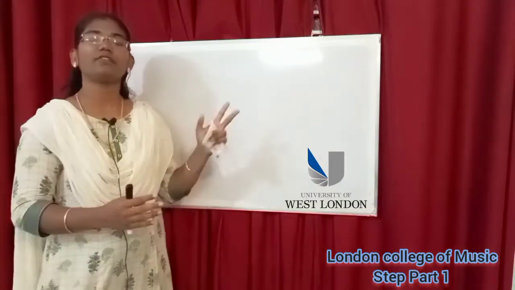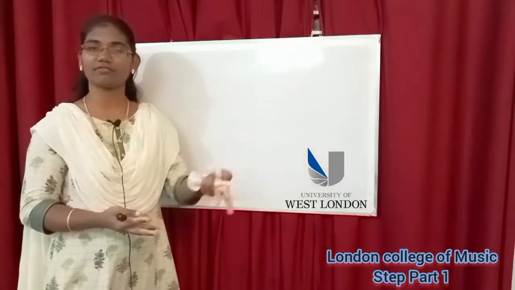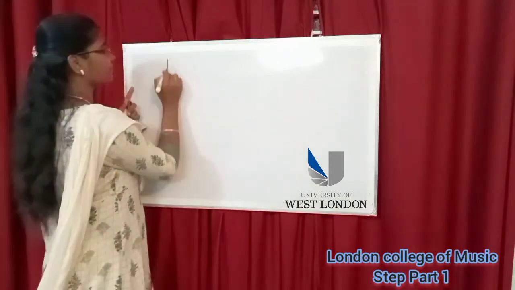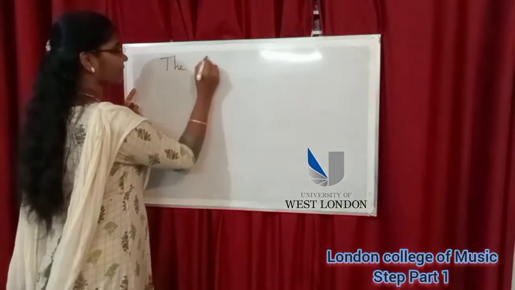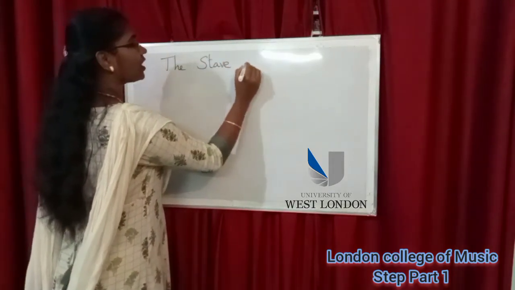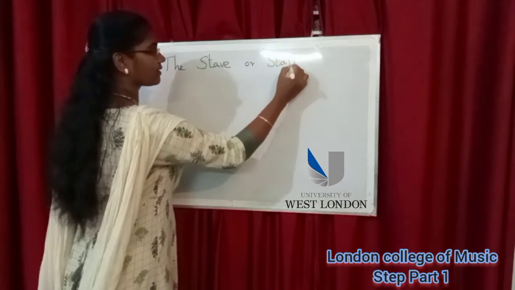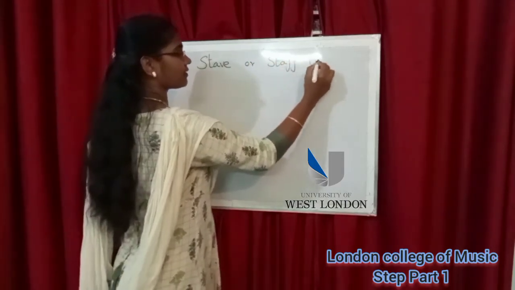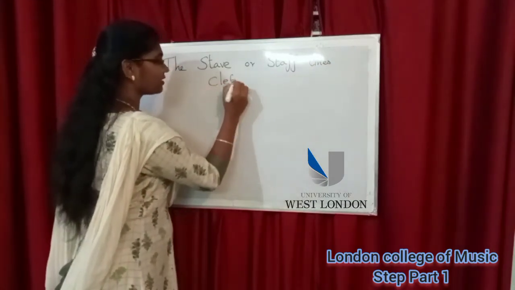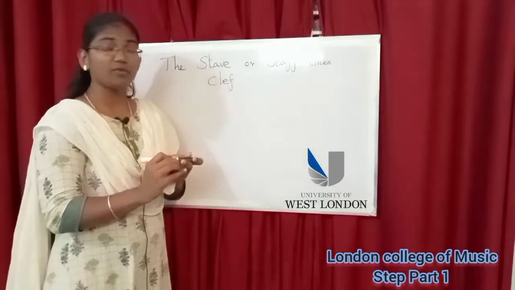So now we are going to learn some stave lines or staff lines, and then clefs. Okay, staves or staff lines, and then clefs. So stave lines or staff lines means the musical notes.